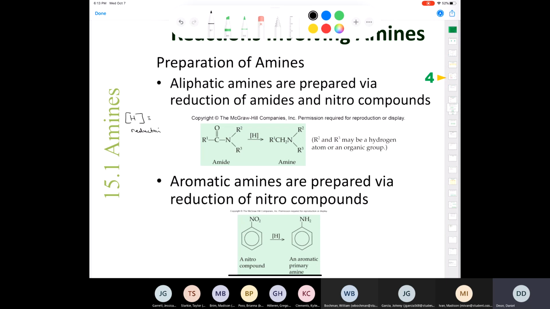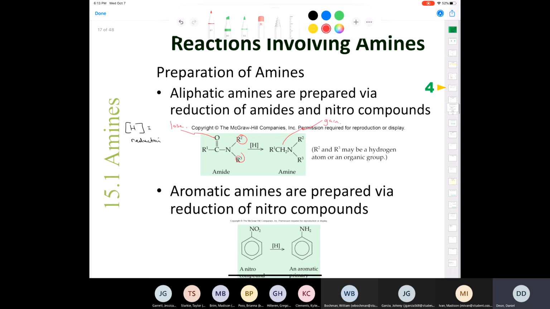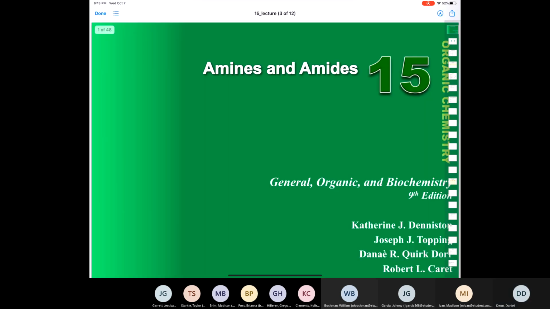But anyhow, what you need to know is that we end up losing oxygen, and we end up gaining hydrogens, right? And that is the definition of reduction in organic chemistry. Loss of oxygen or gain of hydrogen or both simultaneously, right? Okay, so there's a reduction of an amide. Of course, the R groups here could either be hydrogen atoms or they could be alkyl groups.